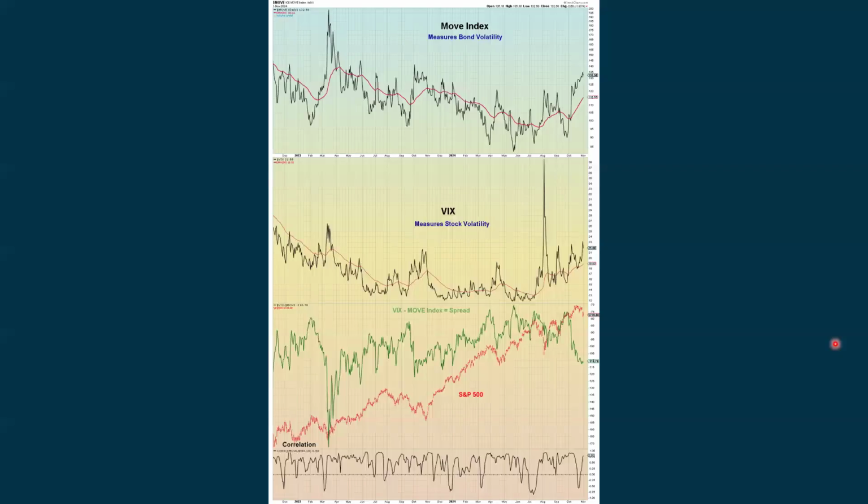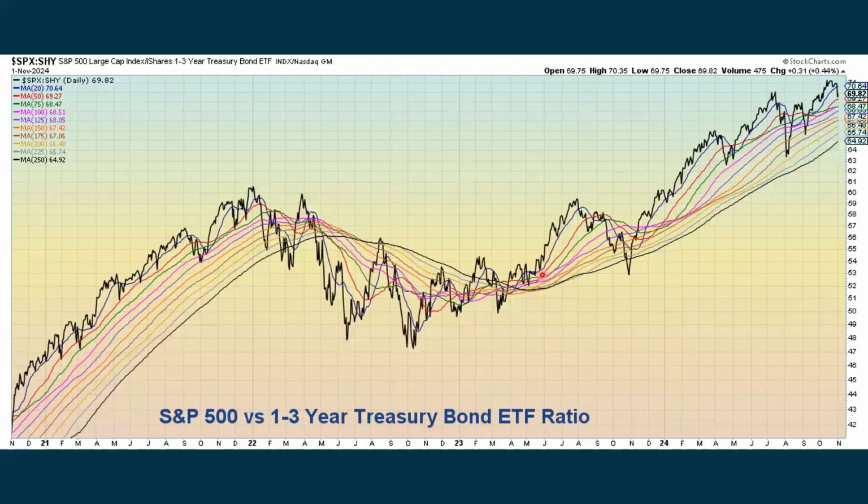We want to keep an eye on the volatility of bonds. That's measured by the MOVE index, and as bond prices have been going down, volatility is going up, and the VIX has been very high lately too. And we can see that there's a pretty strong correlation between the volatility of stocks and the volatility of bonds recently. We look at the S&P 500 and compare it to short-term 1 to 3 year Treasury bonds here.